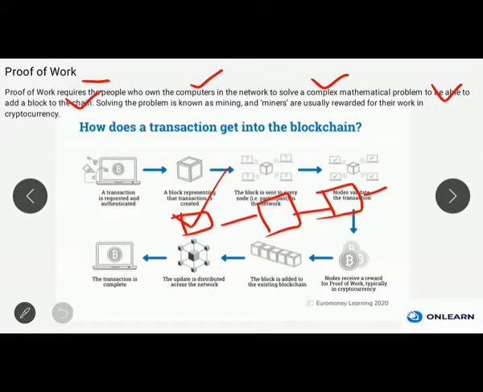Now you need to understand, how does a transaction get into the blockchain? How does it work?